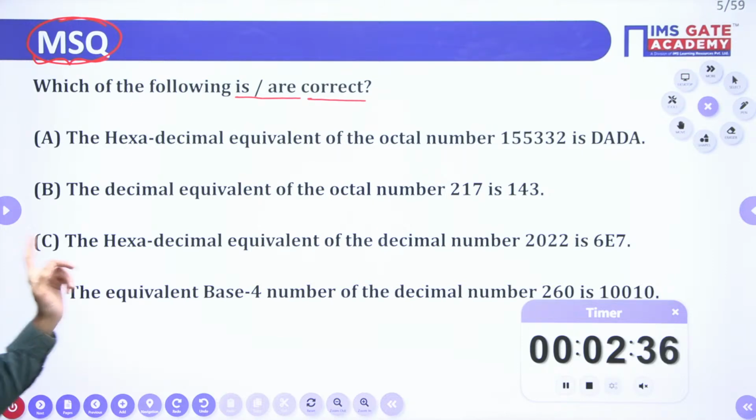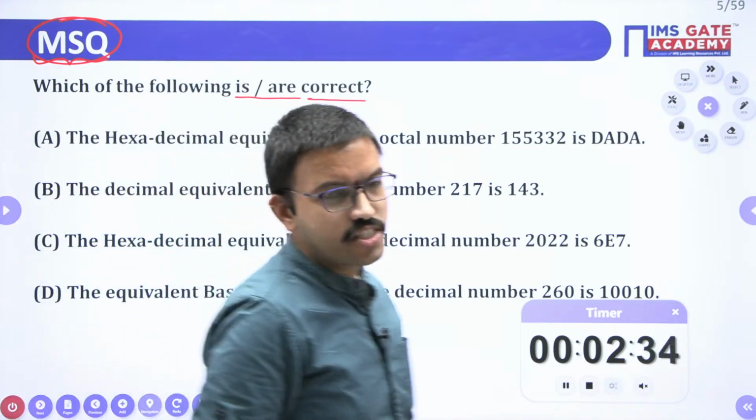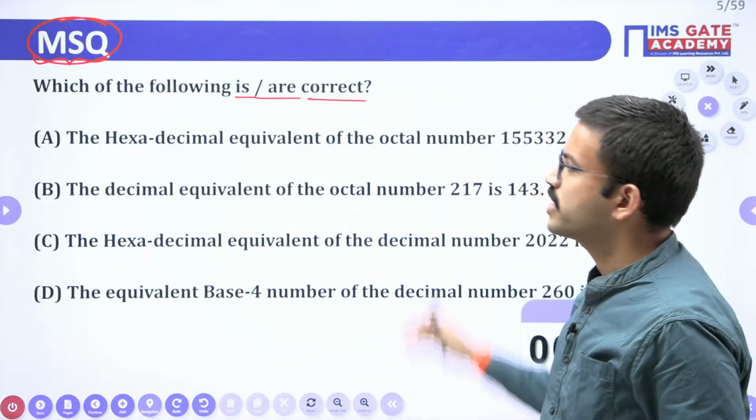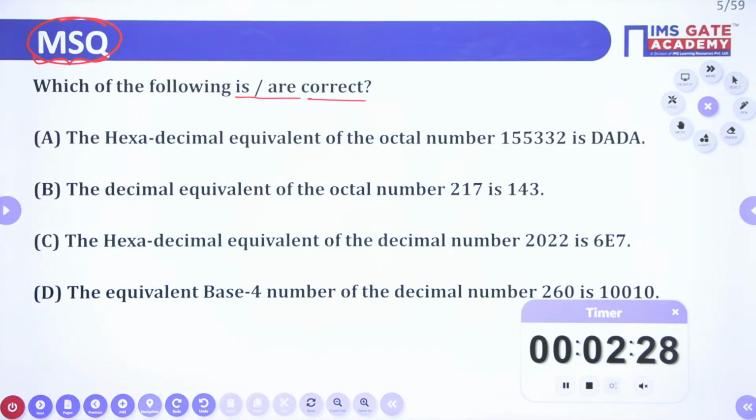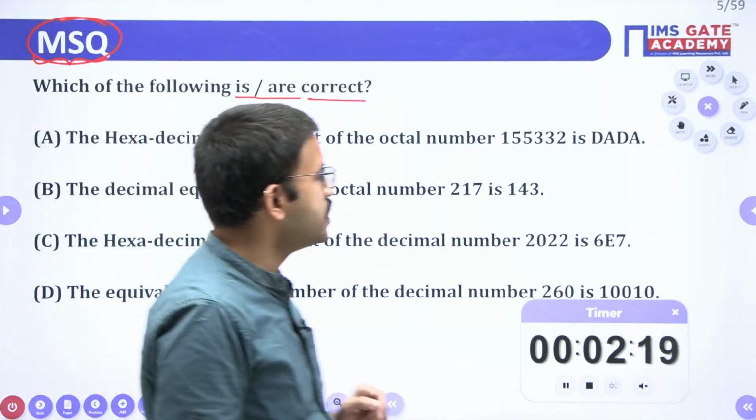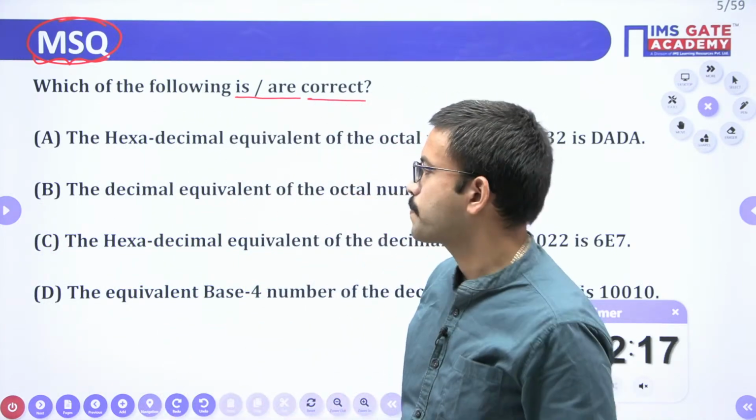In this question, we covered all the possible number system conversions. So all of you carefully verify option by option. Some of you start with option A, some with option B, some with option C, some with option D.